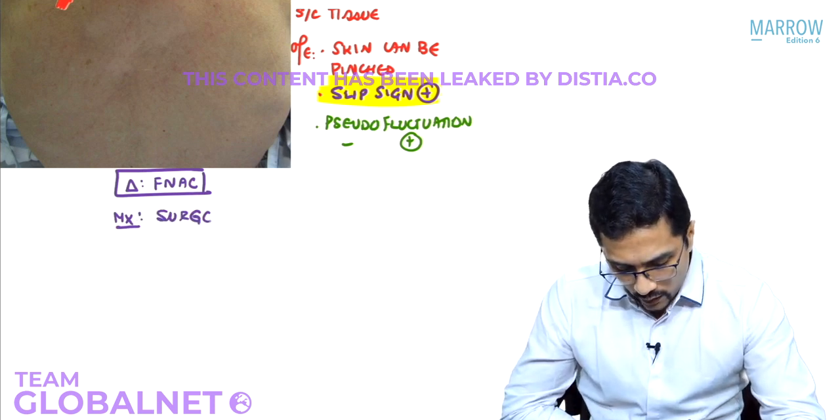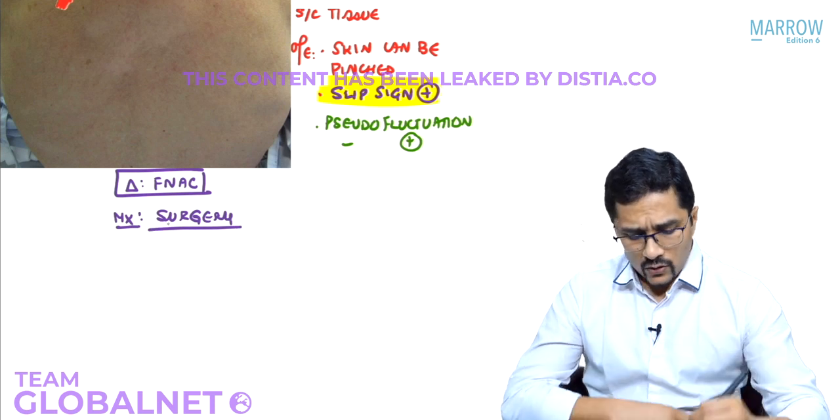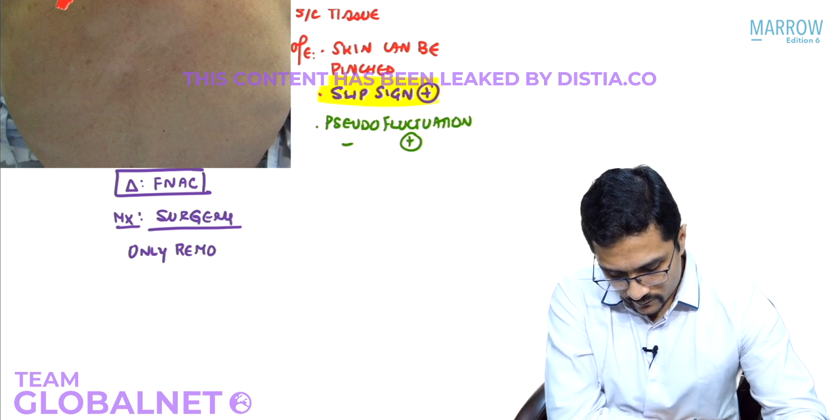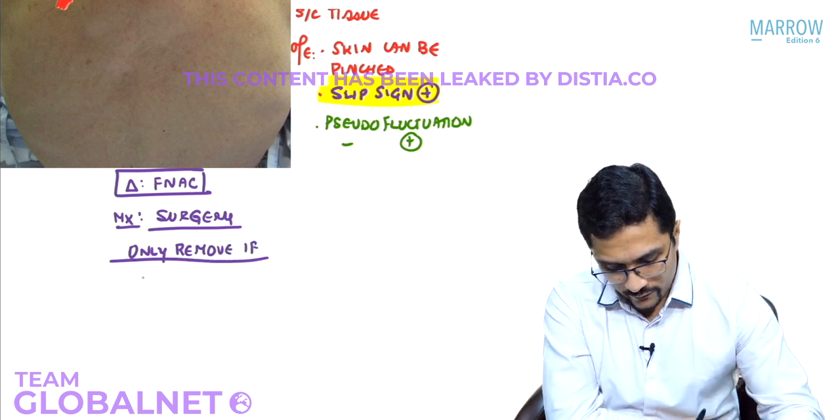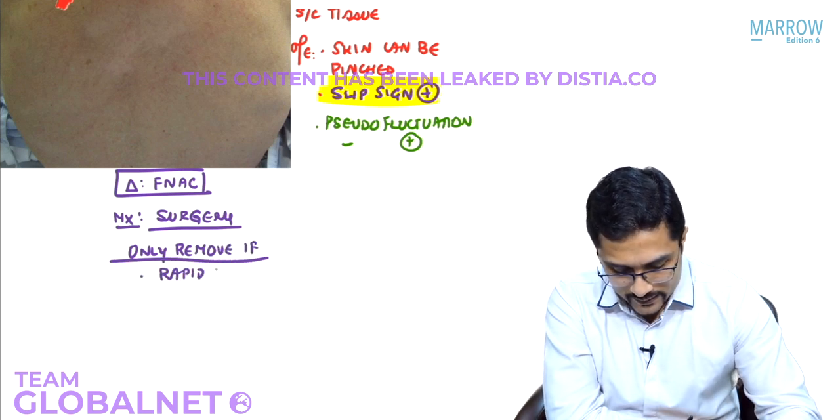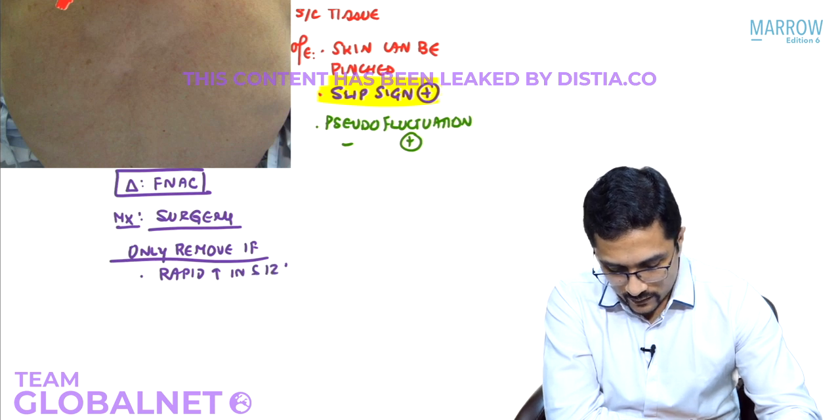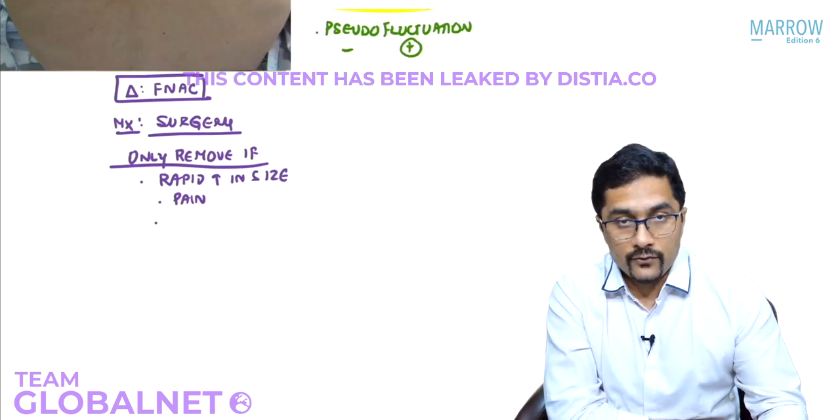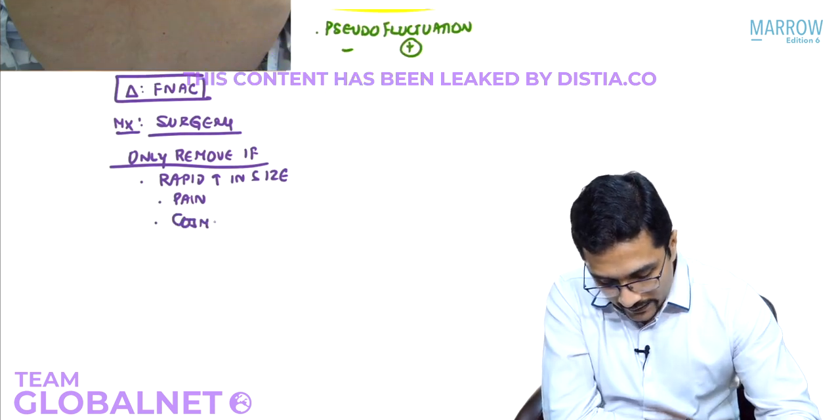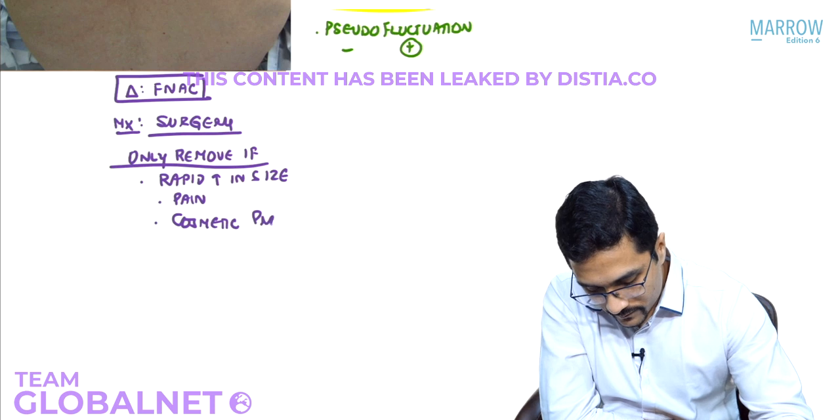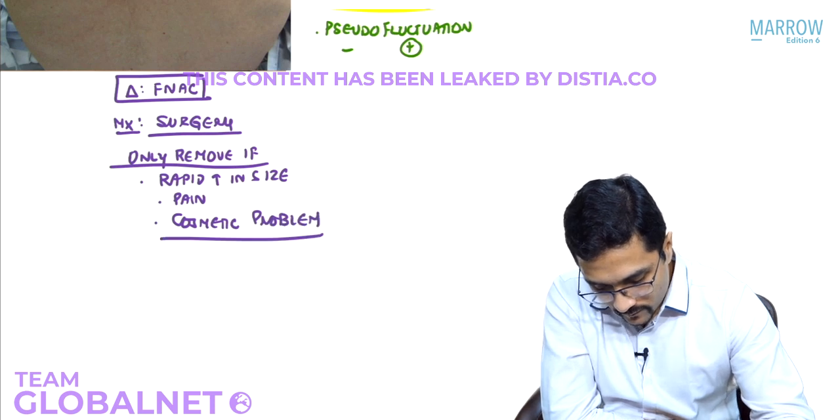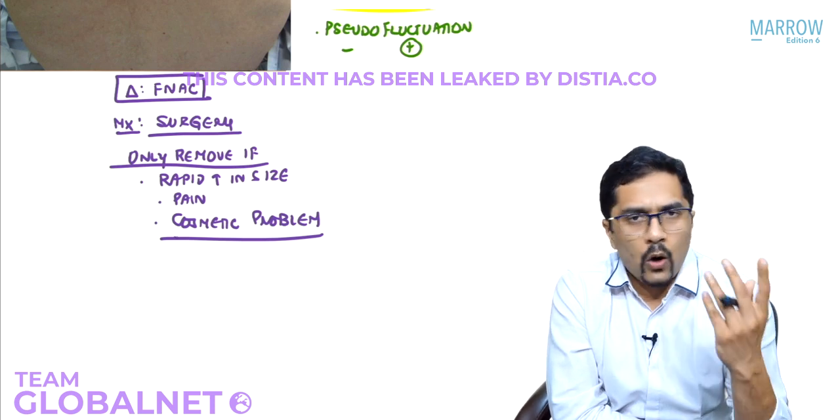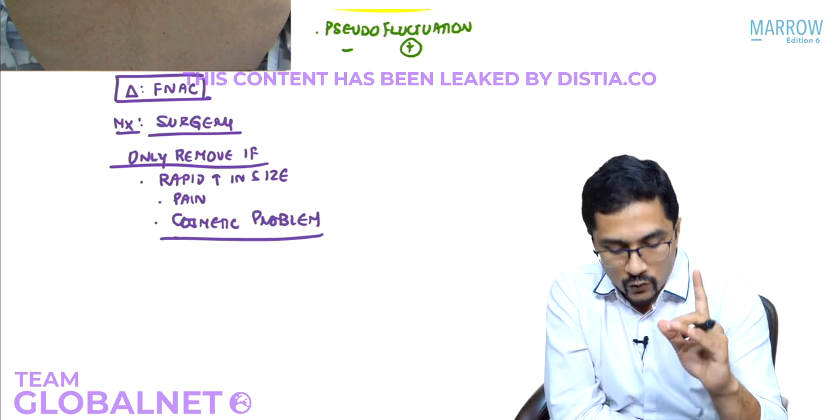Do we remove all lipomas? No. Only remove if there is rapid increase in size, if there is pain, that means it's impinging on some nerve, or if it is a cosmetic problem. So those are the indications when we should remove a lipoma. All lipomas do not need removal.